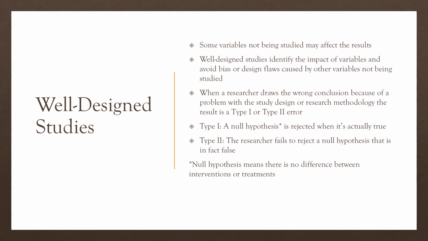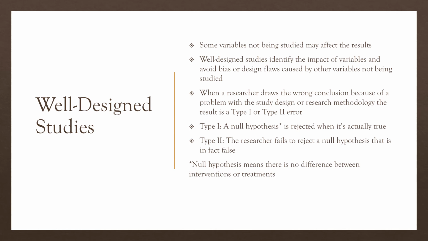A type 2 error is where a researcher fails to reject a null hypothesis that is in fact false. So in that case, the researcher failed to reject the difference that did occur between treatments, and so they were ignoring the difference. So they were not seeing that there was actually a difference, and in fact there was no difference.